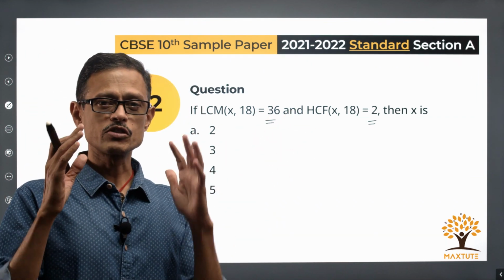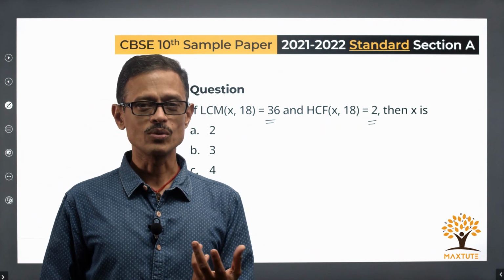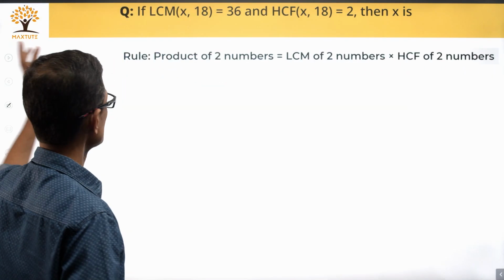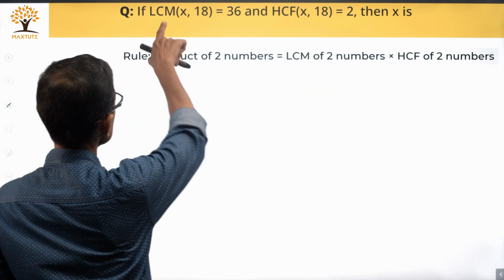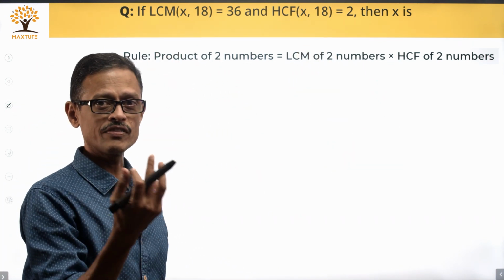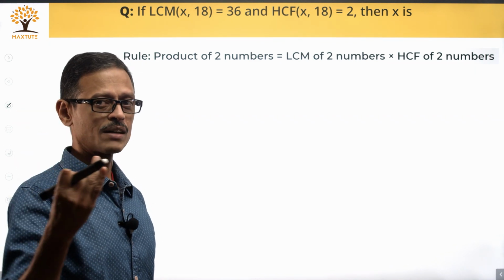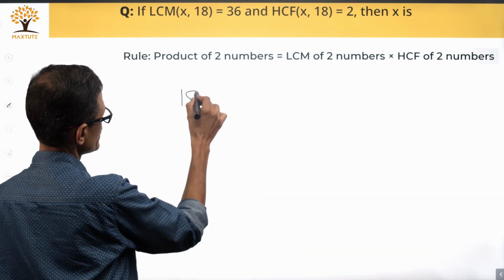This basically comes from this rule which you have learnt quite often and would have used also. Product of 2 numbers is equal to the product of the LCM of the 2 numbers and the HCF of the 2 numbers. What are the 2 numbers that we have? We are finding out the LCM and HCF of x and 18. So one number is x, one number is 18. The product of these 2 numbers is 18x.